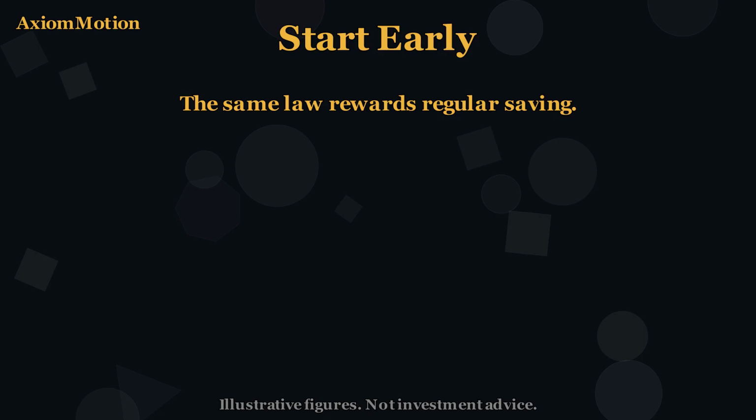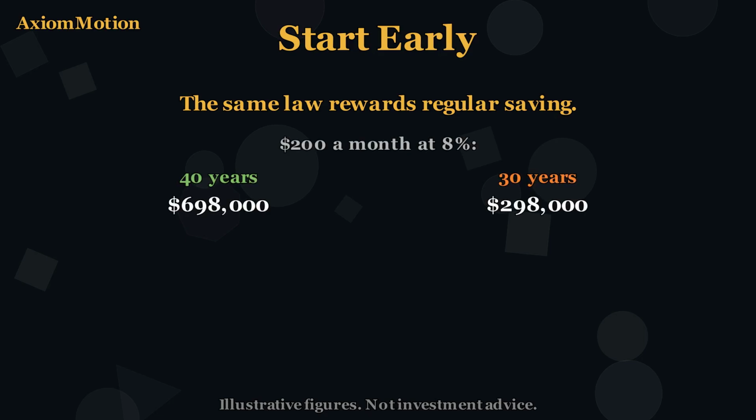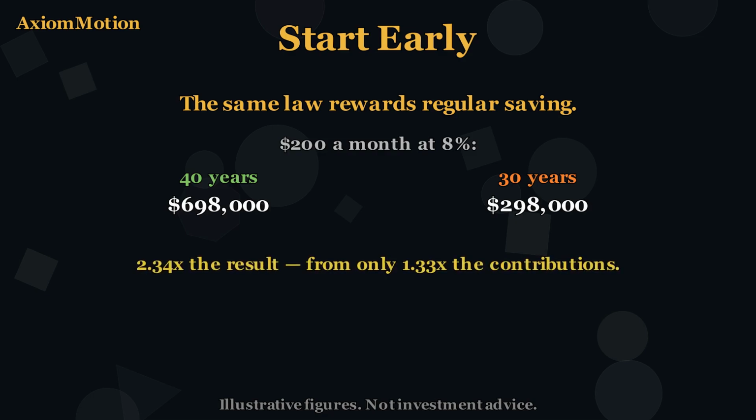And this is not only about lump sums. The same law rewards steady saving. Set aside $200 a month at 8%. Over 40 years, it grows to roughly $698,000. Over 30 years, only about $298,000. That is more than double the result, from only a third more money paid in. Time, not the size of each deposit, is doing the heavy lifting.